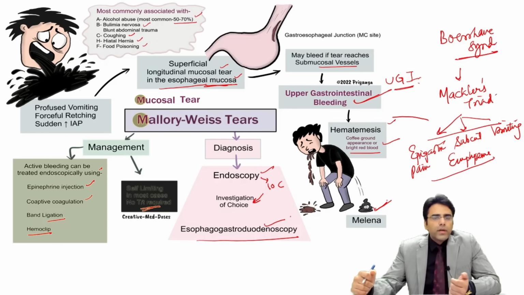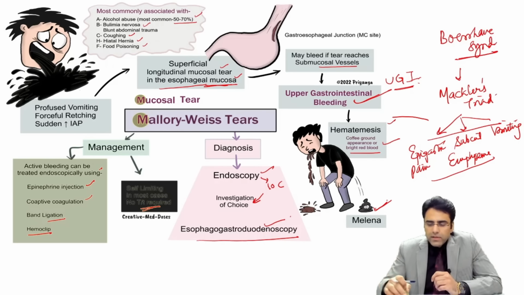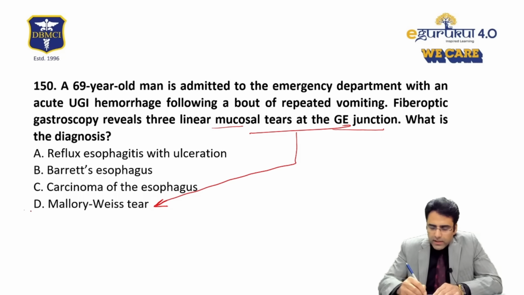Again, another important point regarding Boerhaave syndrome, I told you this is a perforation in the esophagus. It involves the complete thickness of the wall of the esophagus, whereas in Mallory-Weiss only the mucosa is involved. So the correct answer is D.